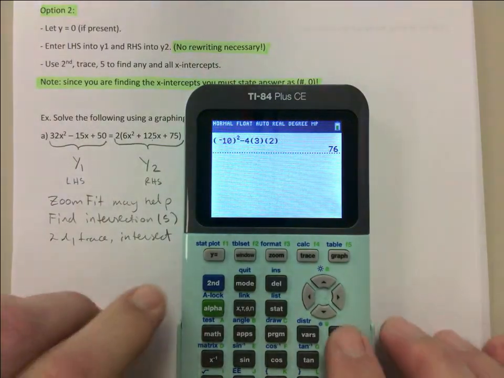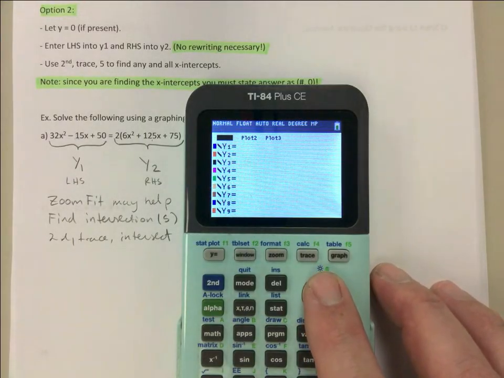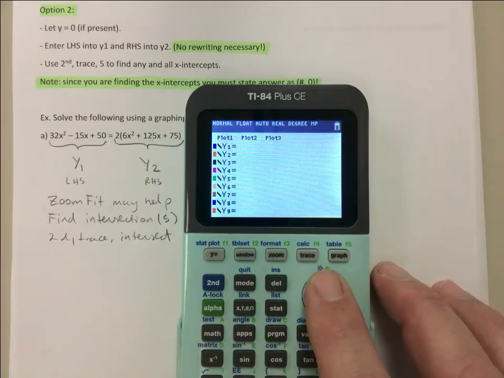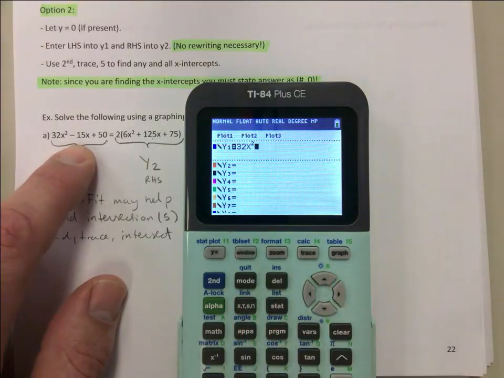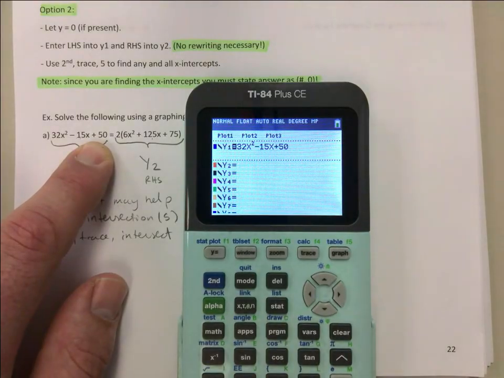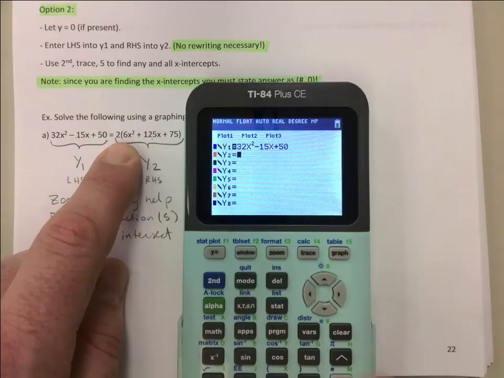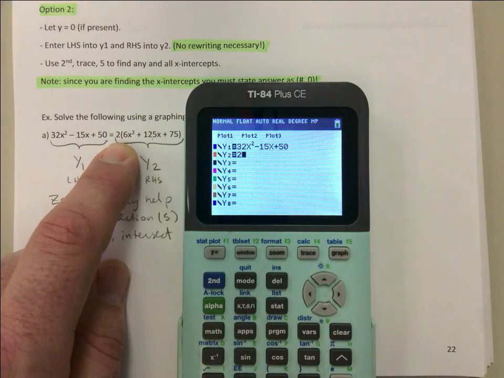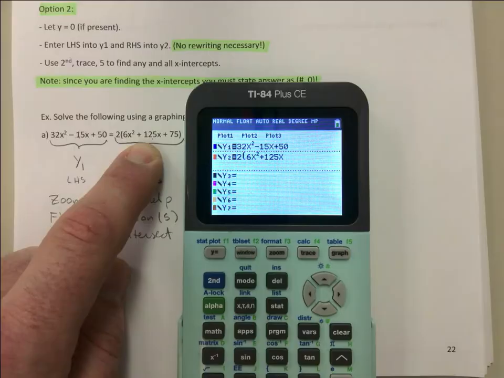Grab your calculator. Clear everything that's in your y. Does plot 1 need to be on in this case? We're not using L1 and L2, right? We're not doing a regression. Turn it off. Make sure it's off. So 32x squared minus 15x plus 50. Enter. That's it. Then I go over to this one. I put that into y2 exactly the way I see it. 2 bracket 6x squared plus 125x plus 75. Close the bracket.